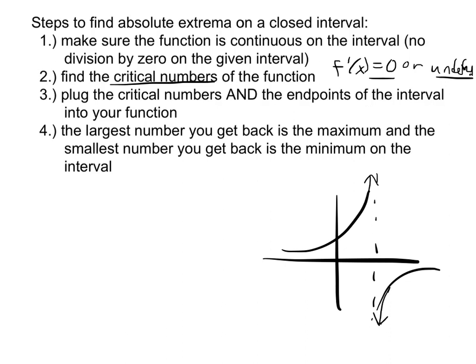In step 4, just look at all the numbers you got back. Whatever the largest number you got back was, that's the absolute maximum, and whatever the smallest number you got back was, that's the minimum. That's it. That's how you find absolute extrema. It's as simple as that. I've got one example, and so we're going to look at that next.